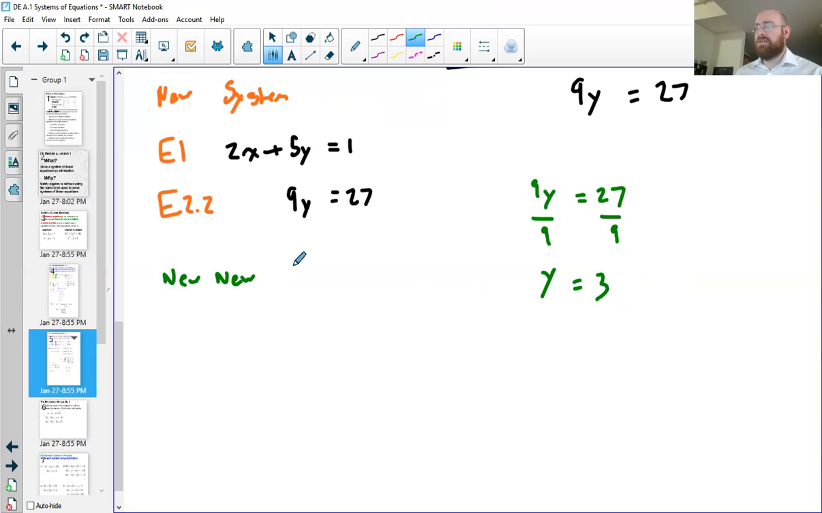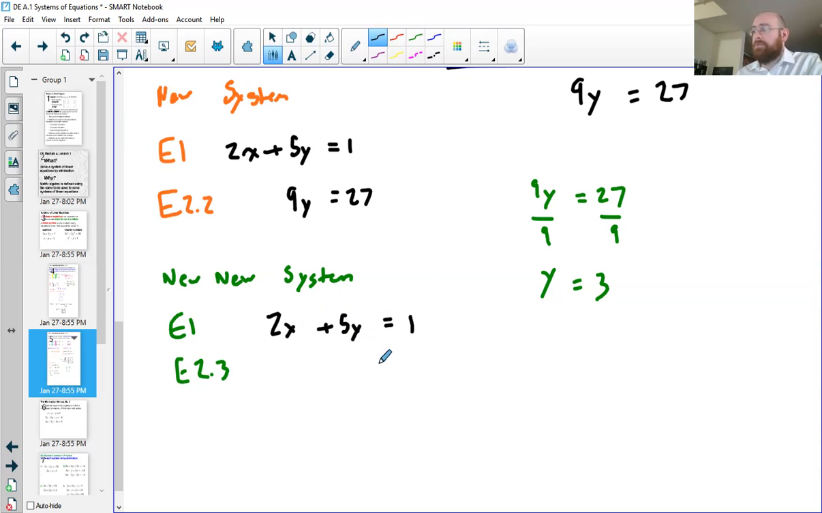And so in this sense, we get a new system. We could plug 3 into the other equation, but I want to show you how we can continue to eliminate variables, since that will mirror what's going to happen with matrices. So we have our first equation still unchanged, and then our second equation, I'm going to call it 2.3. And so that's 2x plus 5y equals 1, and then y equals 3.